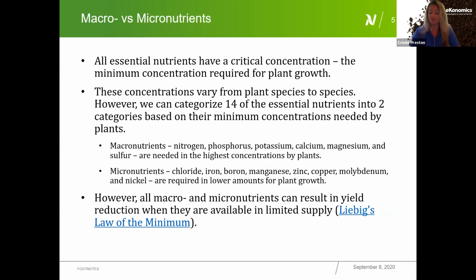They're just required in lower amounts, not necessarily that they're less important, because you can still see yield decreases if these nutrients aren't available. And again, Liebig's law of the minimum, your yields are going to be limited by your most limiting factor.